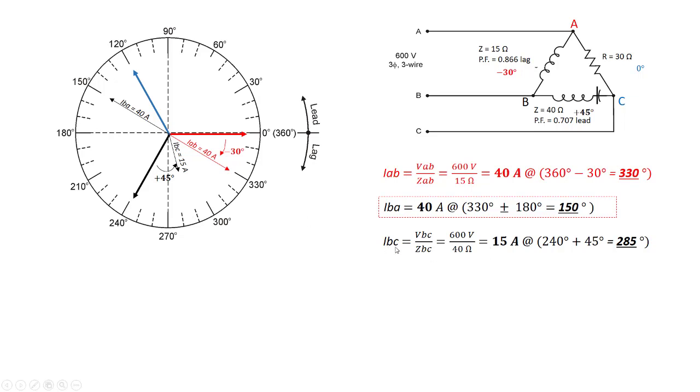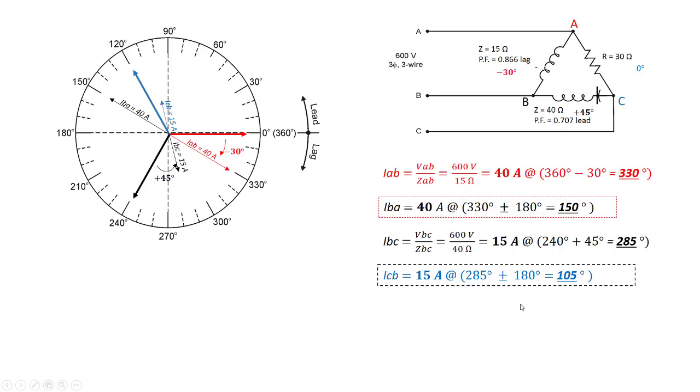Okay, the opposite vector of IBC is ICB. ICB is the same magnitude, but it'll be 180 degrees from wherever current IBC was. IBC occurred at 285 degrees. So I'm going to subtract 180 degrees from that, and so I'll have to plot current ICB at 105 degrees. ICB is 15 amps at 105 degrees.